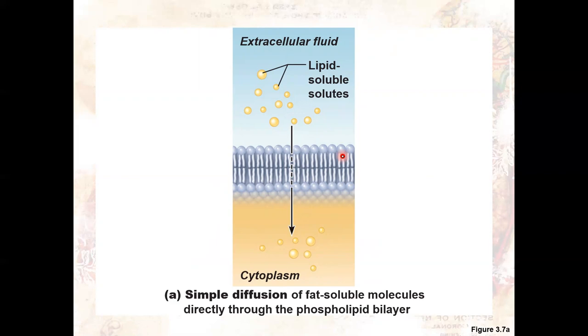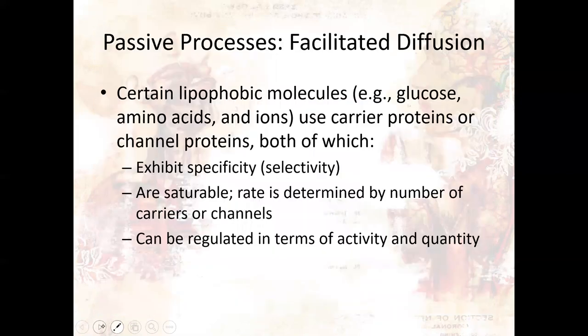Well, obviously the cell is going to need more than just lipids moving across the membrane, right? We got to move glucose and other stuff. So then we have what's called facilitated diffusion. Facilitated means that it's going to use a protein that's stuck in the membrane to move stuff. Certain things that are lipophobic, like glucose and amino acids and stuff, use a carrier protein or a channel protein to cross that membrane. Now, a carrier protein will grab onto something and pull it in.